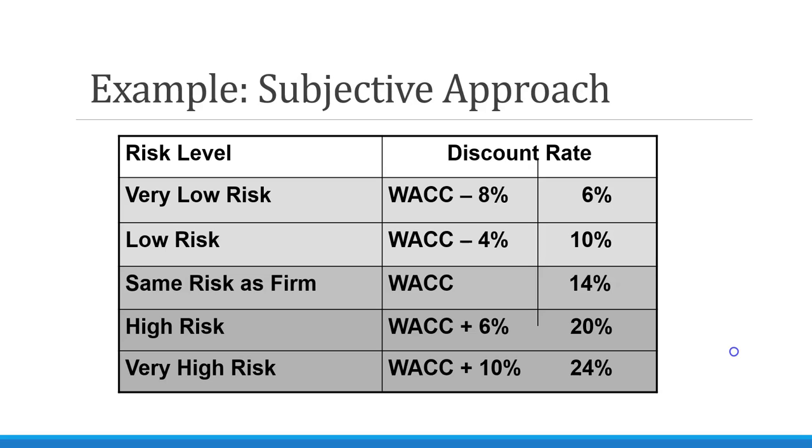So in this example, we have different kinds of risk and what different kinds of discount rates we would use. For example, if it's a very low risk, we would take our weighted average cost of capital minus 8 to find the appropriate discount rate. Low risk, same risk as the firm, then the weighted average cost of capital and the discount rate are the exact same. And if we have high risk or very high risk, we should use higher discount rates than our current weighted average cost of capital. That is the end of chapter 12.